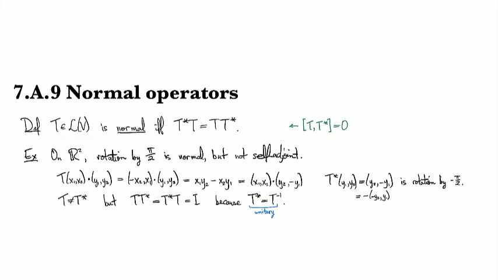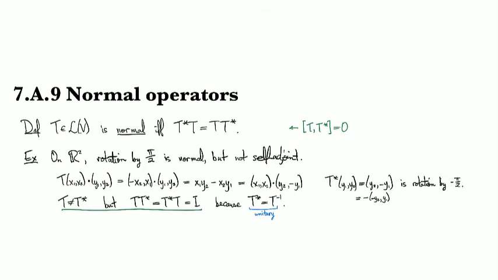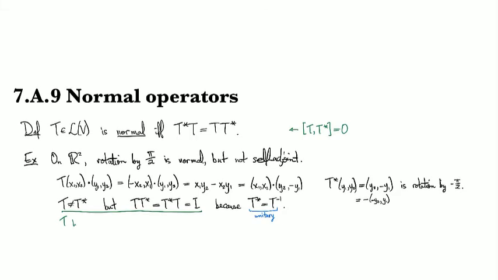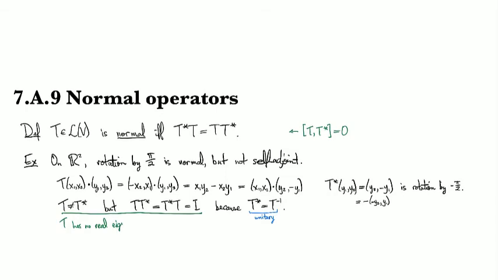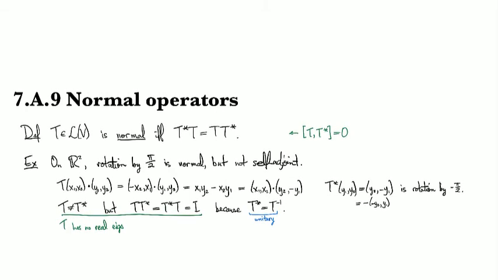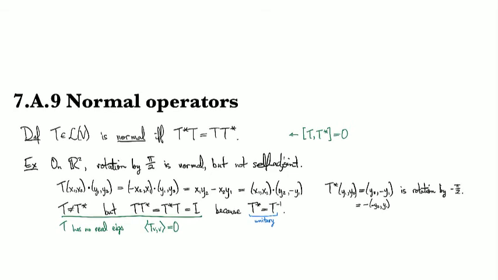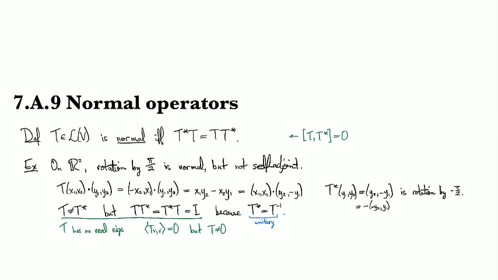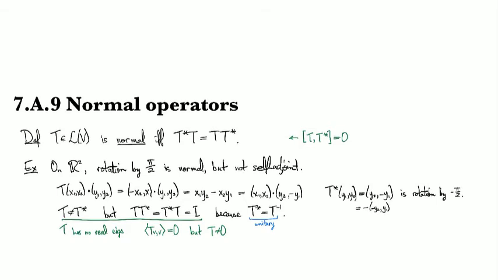And by the way, remember the fact that this is not self-adjoint, but that it is normal. This has to do with the fact that T has no real eigenvectors, and that <Tv, v> is equal to 0 everywhere, but T is not the 0 map. So these properties are related to each other.